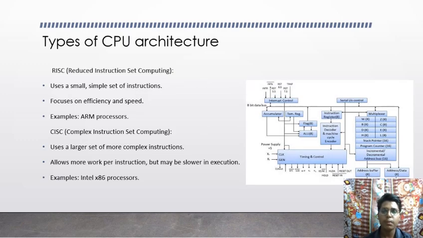Types of CPU architecture. RISC, reduced instruction set computing, uses a small, simple set of instructions and focuses on efficiency and speed. Examples are ARM processors. CISC, complex instruction set computing, uses a larger set of more complex instructions, allows more work per instruction, but may be slower in execution. Example: Intel x86 processors.